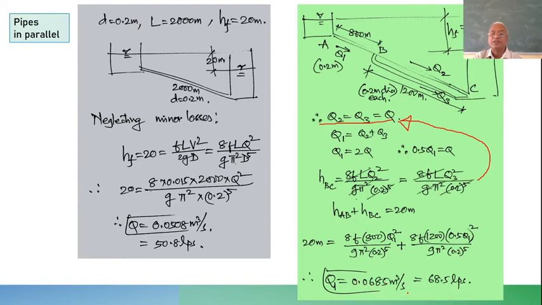0.0685 meter cube per second. Q1 means the discharge that is coming in this pipe, which will be the same at the end. So this becomes 68.5 liter per second, which is obviously more discharge compared to 50.8. How much is the percentage discharge if you want? This minus this divided by the original discharge, right? Okay.